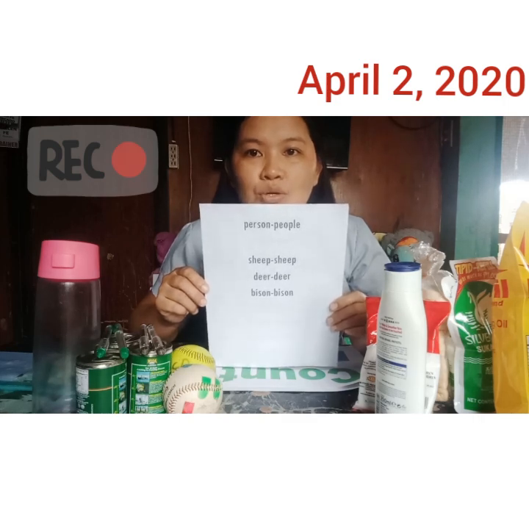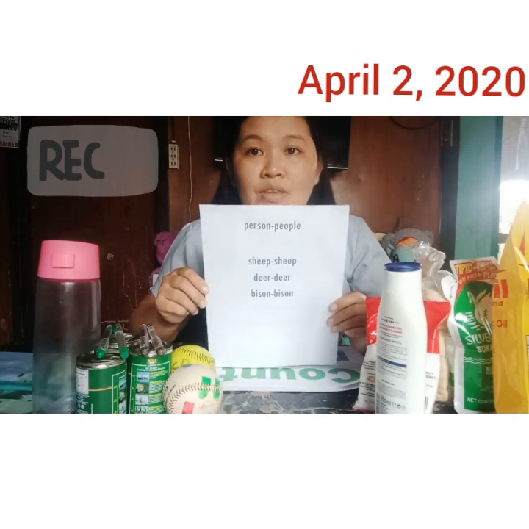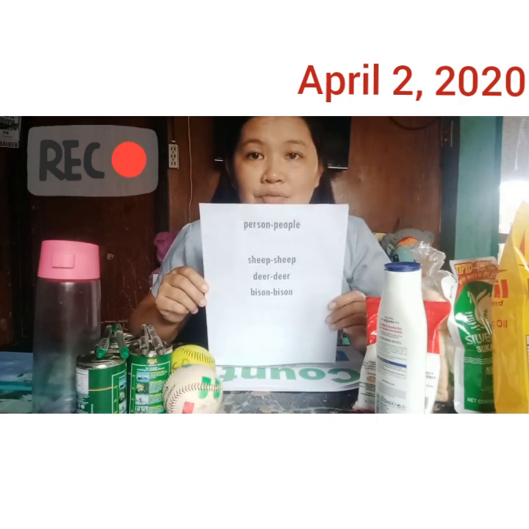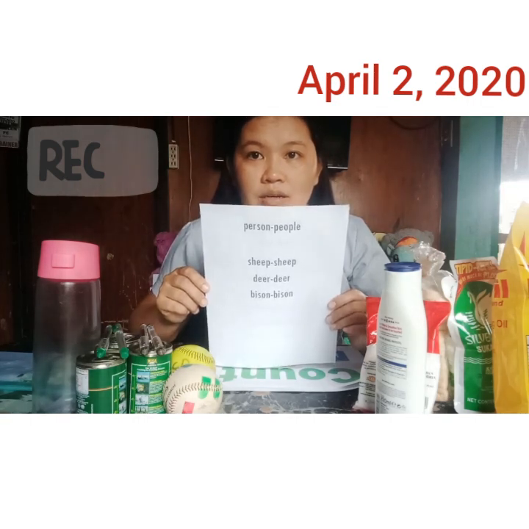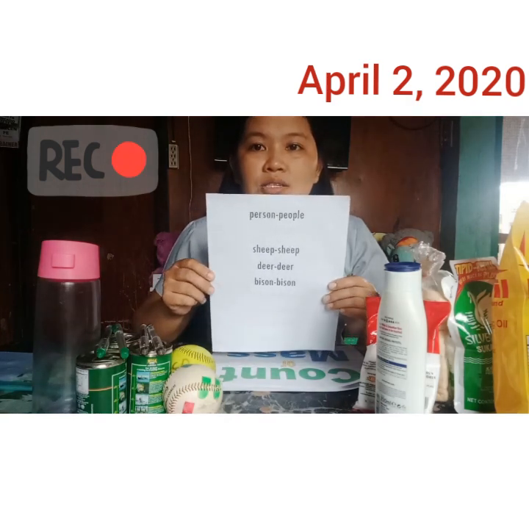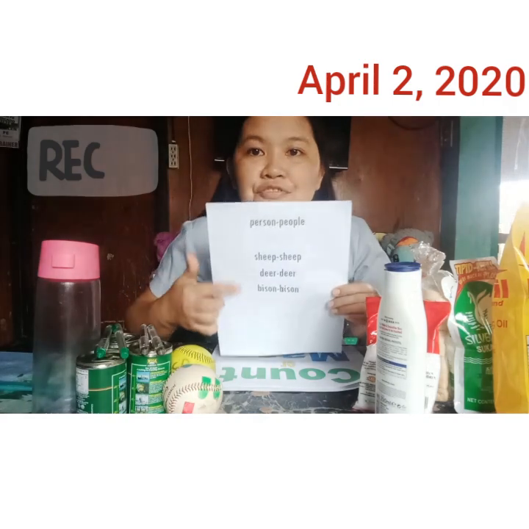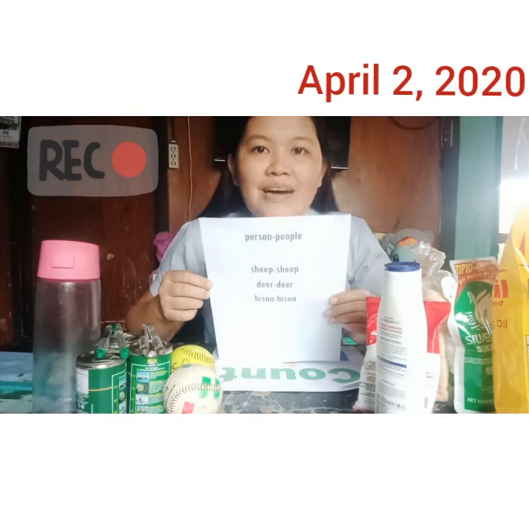The next group are irregular nouns which have no changes at all. They are still the same. If there is only one, we say sheep. If there are two or more, we still say sheep. Deer, deer, bison, bison. So we have here names of what? Animals.